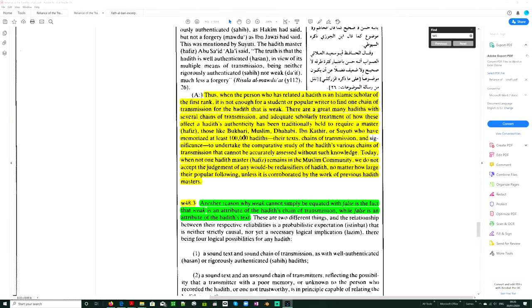hafiz. Those like Bukhari, Muslim, Tahabi, Ibn Kathir, or Suyuti, who have memorized at least 100,000 hadiths, their texts, chains of transmission, and significance, to undertake the comparative study of the hadith's various chains of transmission that cannot be accurately assessed without such knowledge. Today, when not one hadith master, hafiz, remains in the Muslim community, we do not accept the judgment of any would-be reclassifiers of hadith, no matter how large their popular following, unless it is corroborated by the work of previous hadith masters.